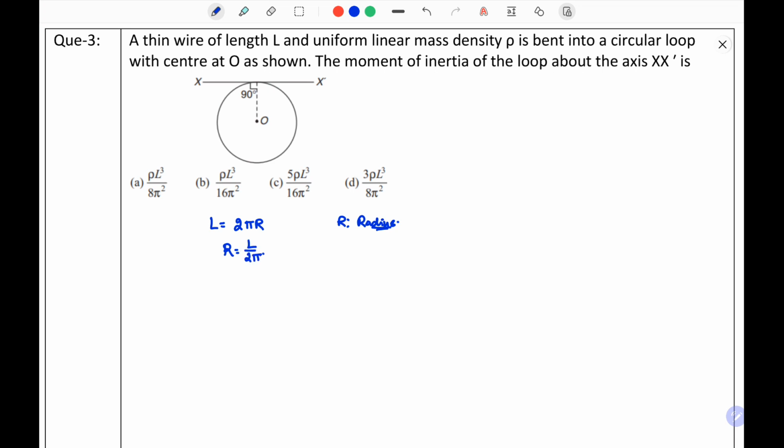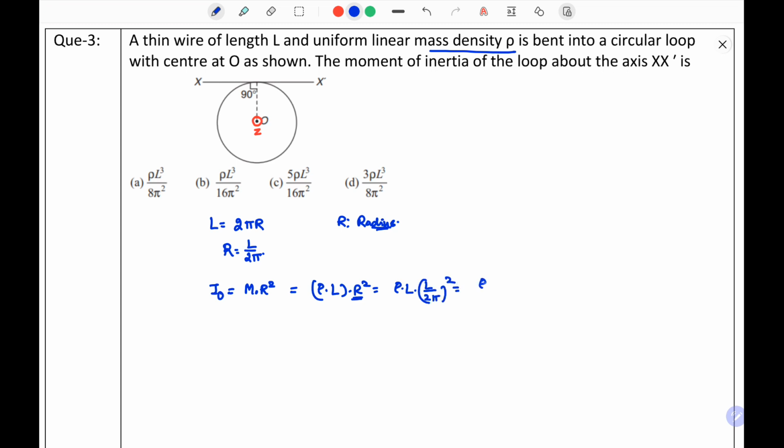In the figure, first we will find the moment of inertia of the ring or the loop about the z-axis, which is perpendicular to the plane of the ring and through the center. So we can write that moment of inertia about the point O will be equal to total mass m into radius, that is r square. Because mass density is given as rho, it will be equal to rho into length of the wire, which is L, into r square. So we can write it is rho into L into, we will convert this r into L, so we will write it is L by 2 pi whole square.